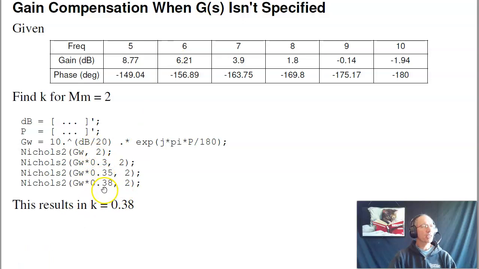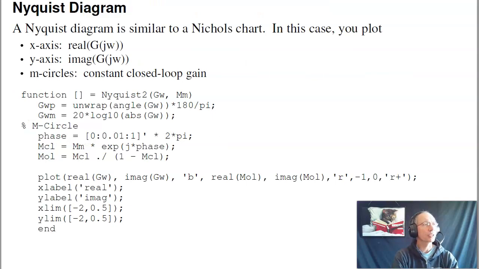Adjust the gain until I'm tangent to my M circle, and once I'm tangent, that's K. So here K is 0.38. That's a Nichols chart. There are other diagrams that are also used. One is a Nyquist diagram.